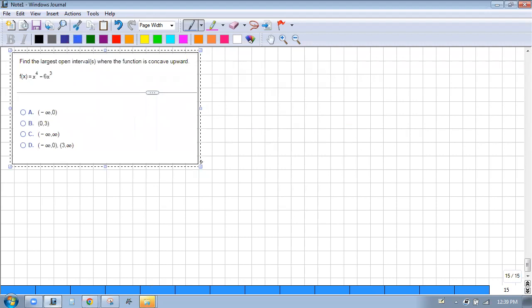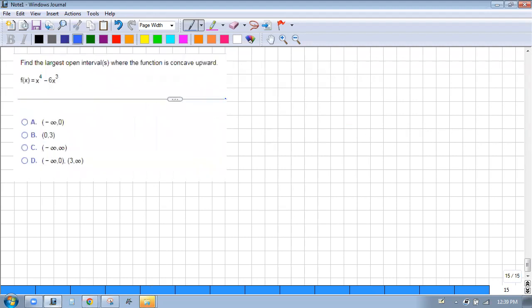Find the largest open intervals where the function is concave upward. It's concave upward when the second derivative is positive, right? So we need to find the second derivative. The first derivative is 4x cubed minus 18x squared. The second derivative is 12x squared minus 36x.